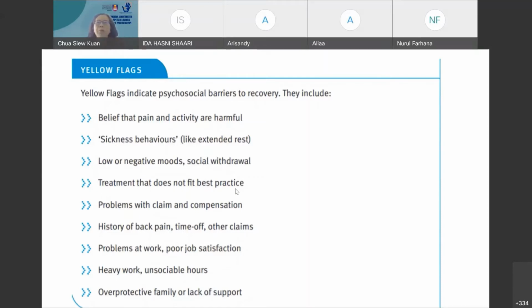Treatment that does not fit best. If the treatment at center A is not good enough, people go to center B, from TL you can run to Seremban. There are a lot of people in our community who always go from one place to another to get the best treatment. Then problems with claims and compensation, history of back pain claims, problems at work, poor job satisfaction, everything is not satisfactory. Heavy work and long hours. They always focus on work, but never think of how to take a rest to release tension.